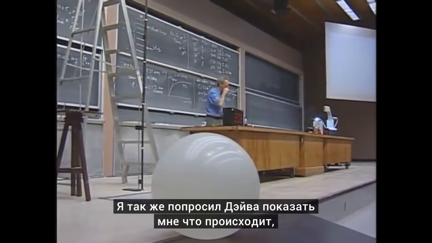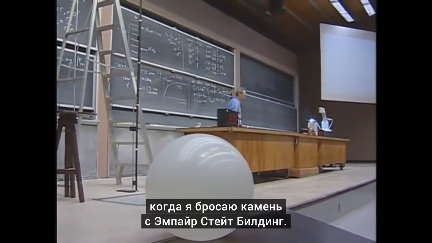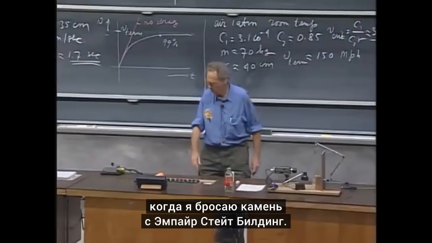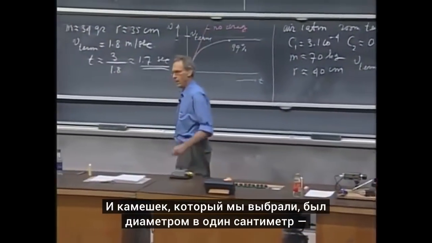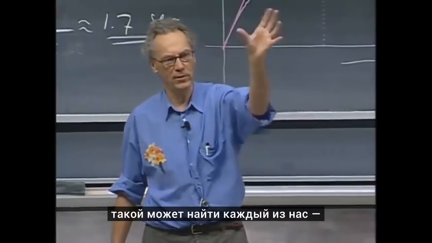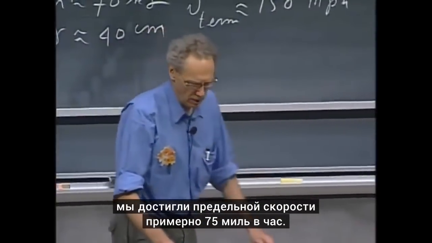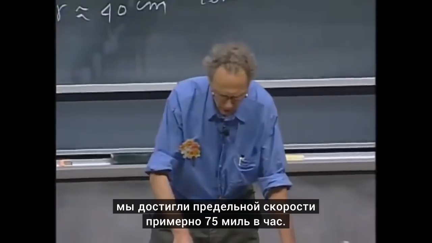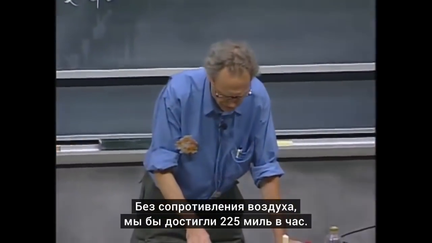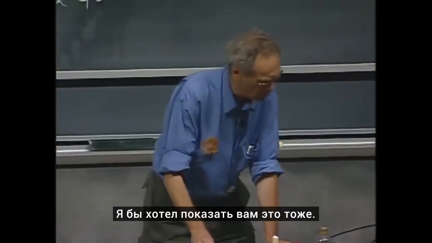I also asked Dave to show me what happens when I throw a pebble off the Empire State Building. And the pebble that we chose had a radius of 1 centimeter. It's a kind of pebble that all of us could find. I know roughly the density of pebbles. And when we throw it off the Empire State Building, we reach a terminal speed of about 75 miles per hour. Without the air drag, we would have reached 225 miles per hour. So I want to show you that too.